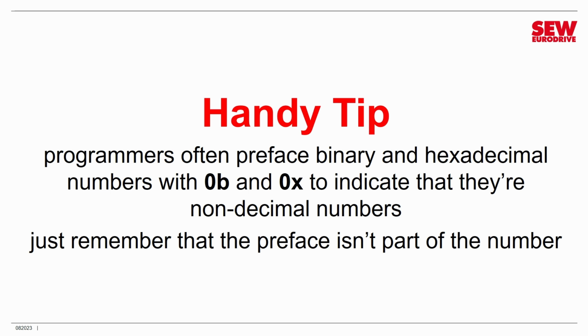All right, handy little tip here. You may be wondering, why was a 0x in front of those hexadecimal numbers? Well, this is something programmers often do. They often preface binary and hexadecimal numbers with either 0b for binary or 0x for hexadecimal. It's simply a reminder that we're dealing with non-decimal numbers. Just remember that preface isn't part of the number, it's just there as a reminder. So when you see these prefaces in this session, just remember they're cluing you in what the number type is. If you see just a number with nothing in front of it, assume it's a regular decimal number.